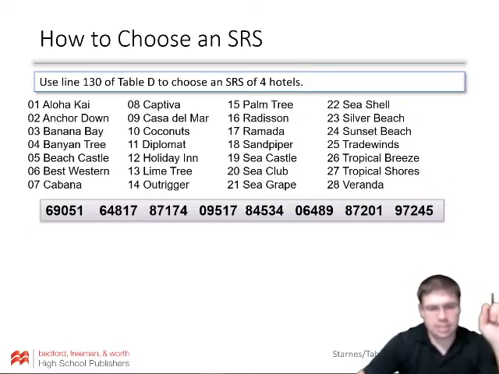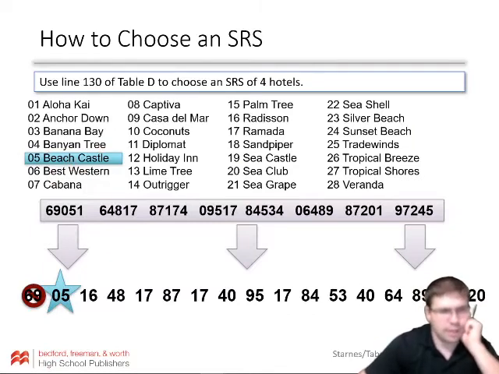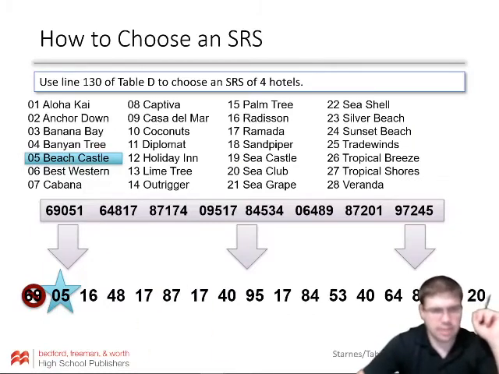So we break these into 2-digit chunks. If you slice this up between the 69 and the 05, and then the 16, you bridge that gap, and then the 48, we take these 2 digits at a time and split it up into 2-digit chunks. That starts forming our sample, but we're going to ignore a bunch of values. We ignore the 69 because it's too big. The first individual we choose is 05, so we select the corresponding hotel. Beach Castle gets selected. And then 16 is good, so we choose the Radisson.